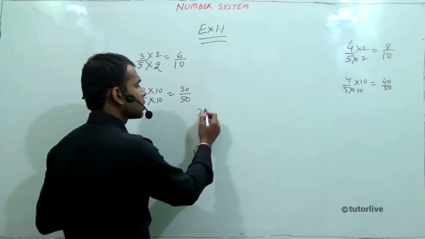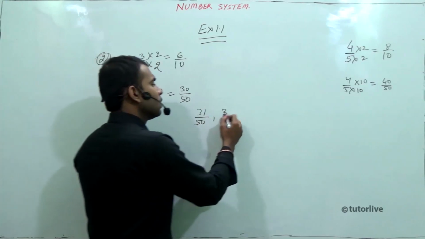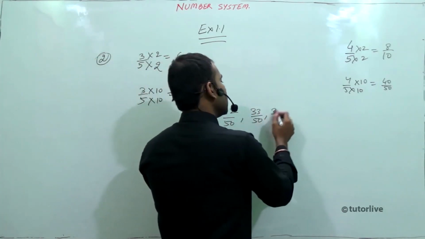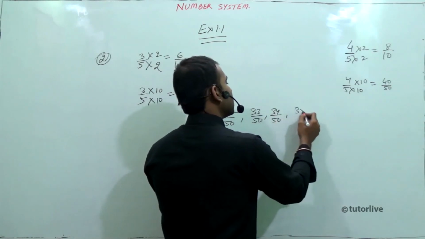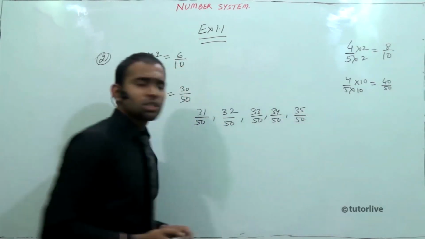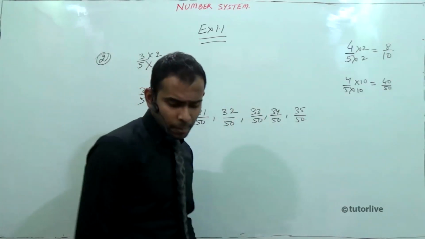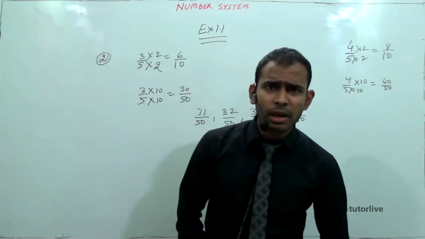So we can write any rational number: 31 upon 50, 32 upon 50, 33 upon 50, 34 upon 50 and 35 upon 50. These are the rational numbers in between the two rational numbers 3 upon 5 and 4 upon 5. Okay. Easy. Got it?